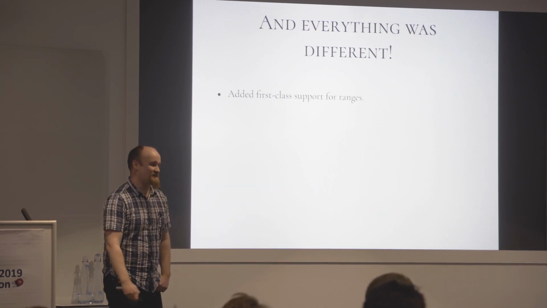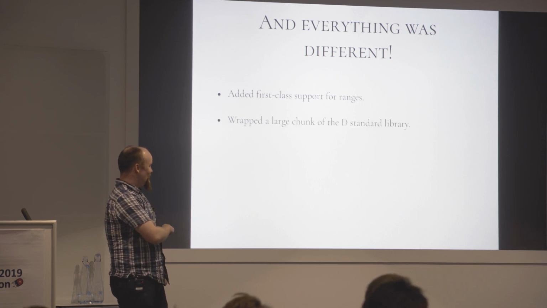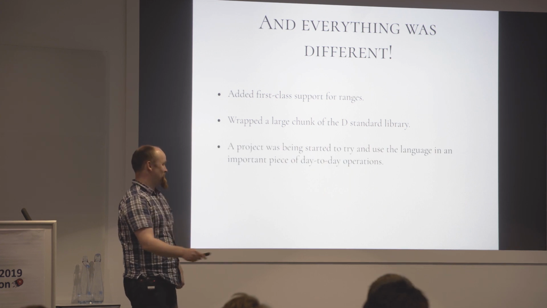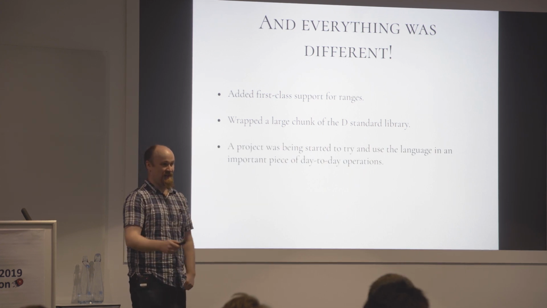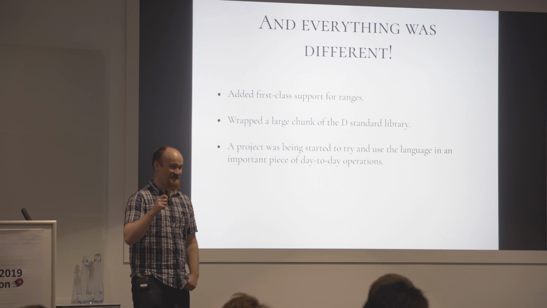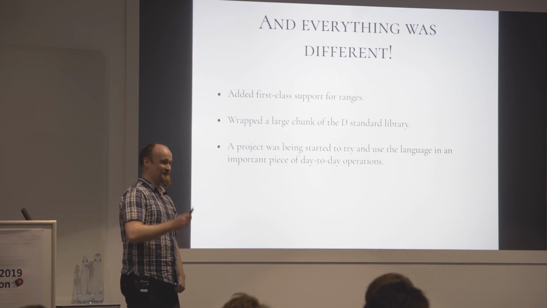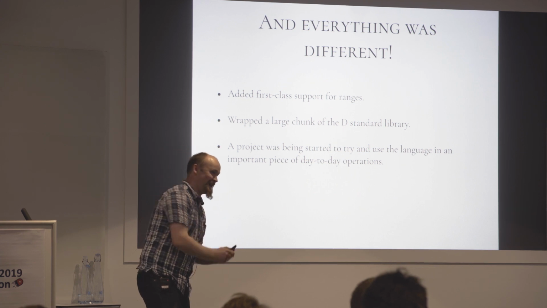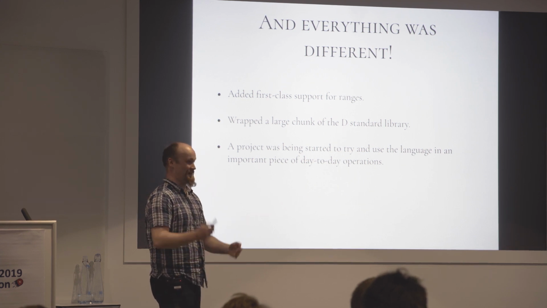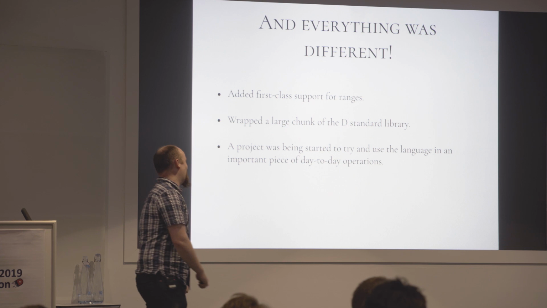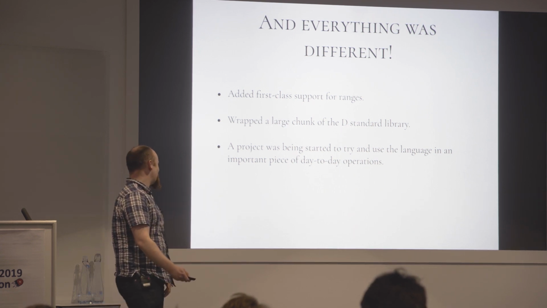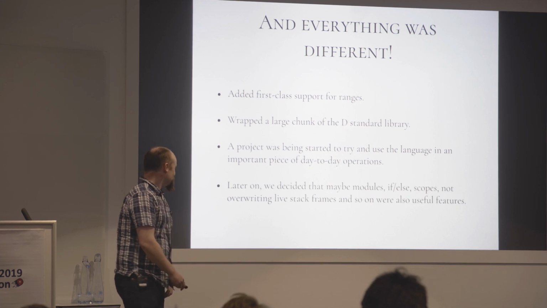First-class support for ranges got added. A large chunk of the D standard library had been wrapped. A project was started to try and use the language in production in something really important, the risk reports that Laith mentioned. That was going to have to happen starting now, not the use in production immediately, but like, get on with it. So this suddenly felt like a different task entirely.